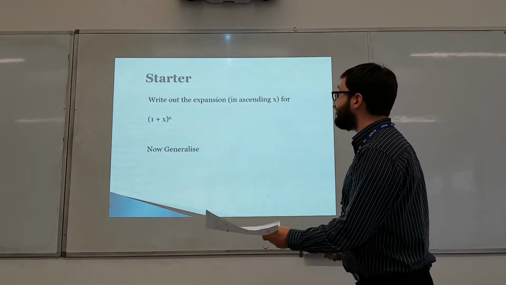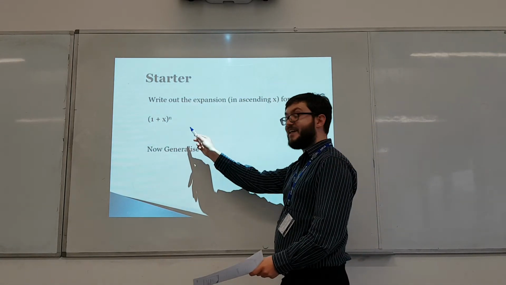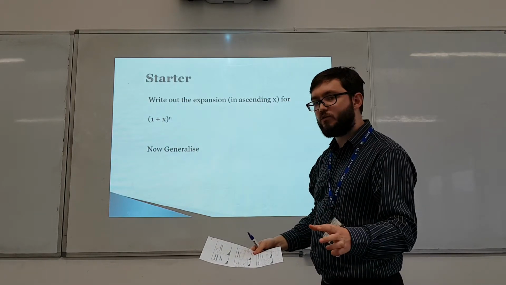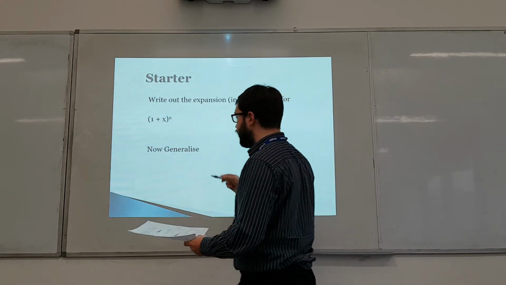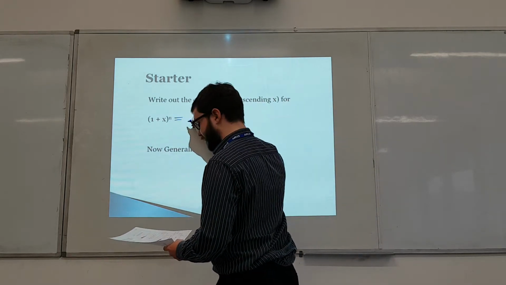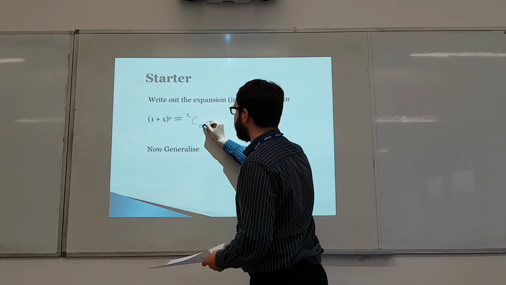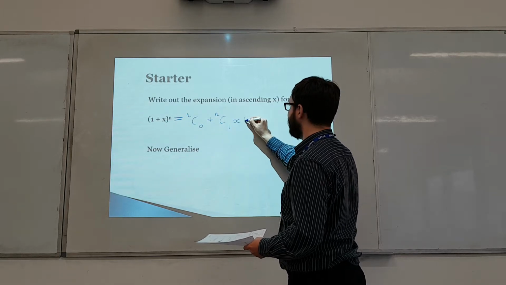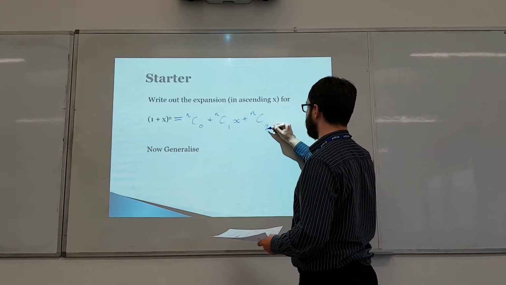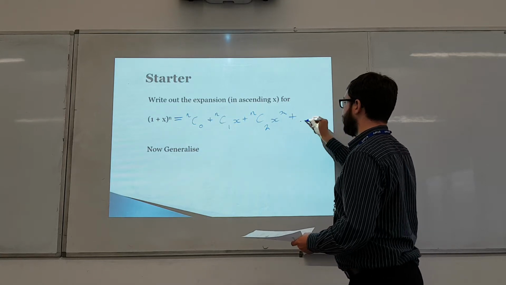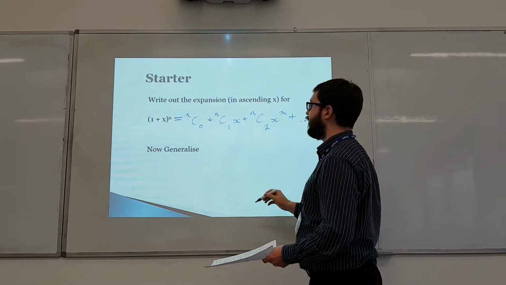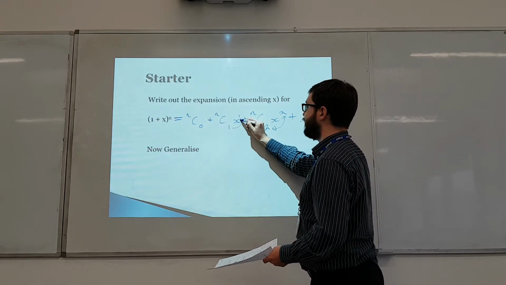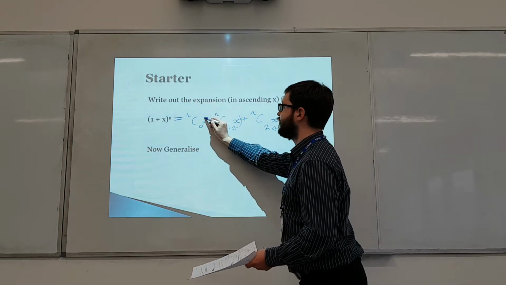Now, if I write out the expansion in ascending powers of x for 1 plus x to the power of n, this is what you would have seen in the first year of the course. You would have seen this becoming n choose 0 plus n choose 1 lot of x plus n choose 2 lots of x squared, and so on. Notice how we've got the powers linked up every single time if we wish to specify it.